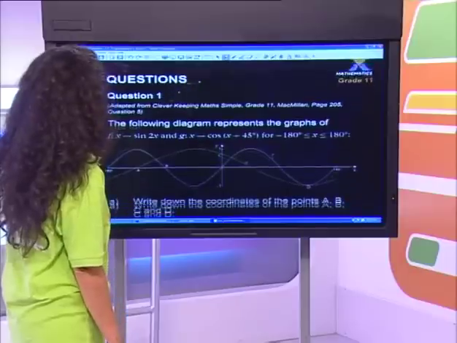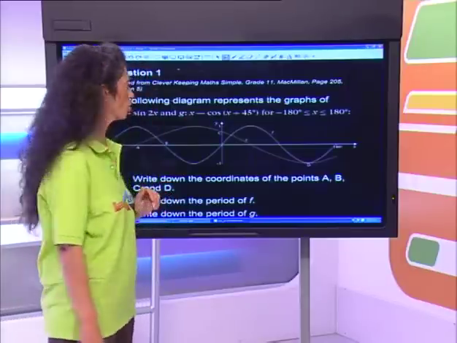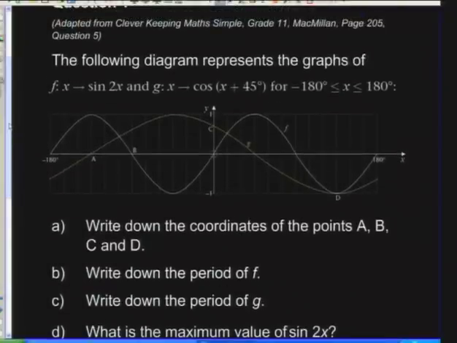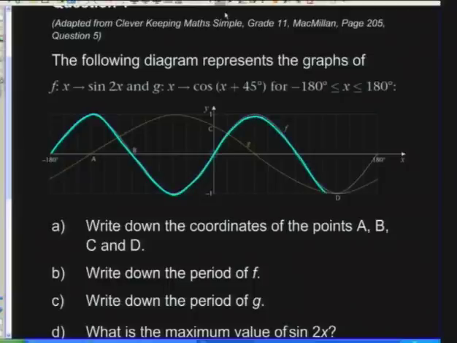Over to you. I've taken the liberty to use Macmillan's grade 11 textbook, Clever, Keeping Maths Simple, and just looking at two functions that have been drawn, sine 2x and cos of x plus 45. And they've given it to us in the domain negative 180 to 180. And just for better visibility, I'm going to sketch my sine 2x in blue, so that's F. And this graph here, I think it will look good if it is in yellow. So we're going to use a yellow.